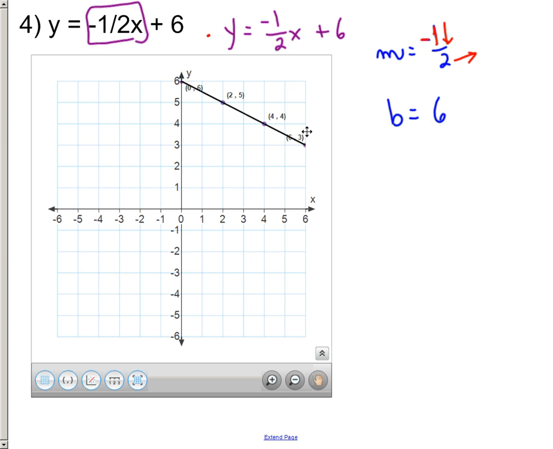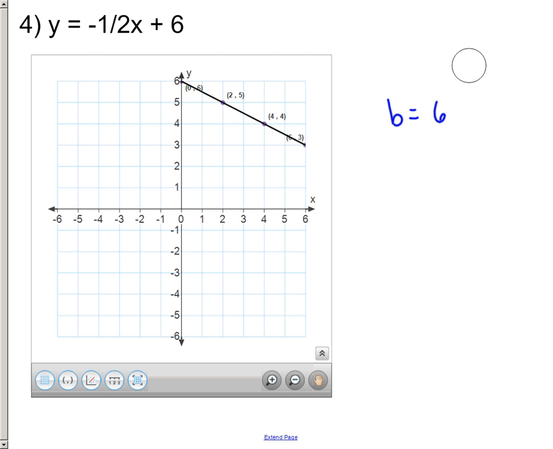So that one's fully graphed and we're done, and you've actually got 4 points to put on an XY table if you had to, or if they said list 4 possible solutions to this linear equation, well, here's your 4 points that solve this equation that make it true.